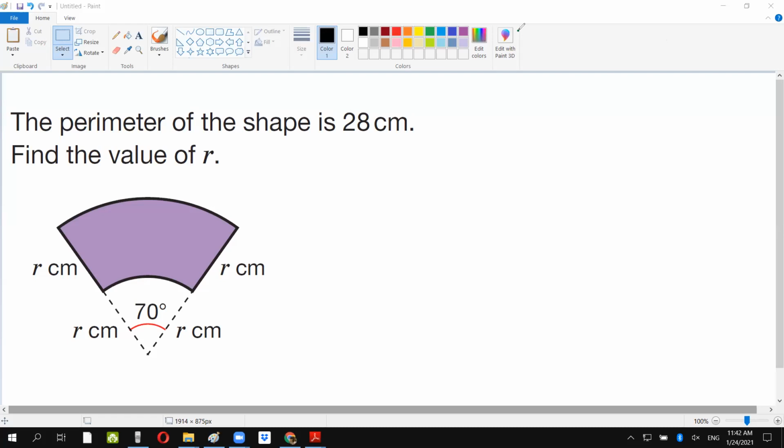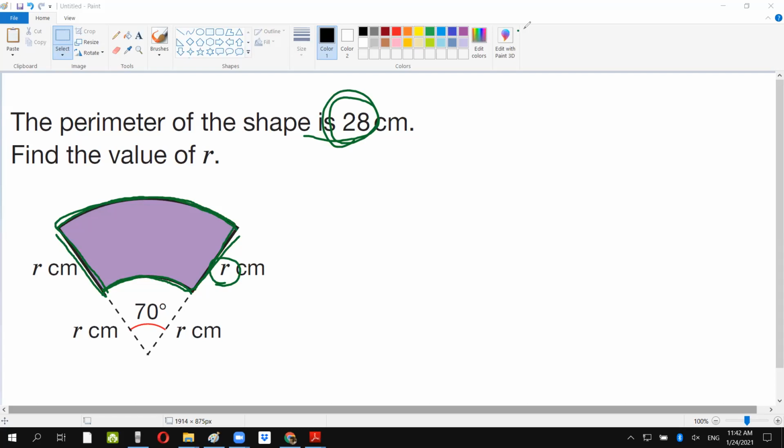You know what is the meaning of perimeter? Yes. It means this curve plus this curve plus this curve plus this curve is equal to 28. The green shape is equal to 28. So in the question I give you the answer, I didn't give you the question. And I want r. I want the radius. Did you get it? Yes.